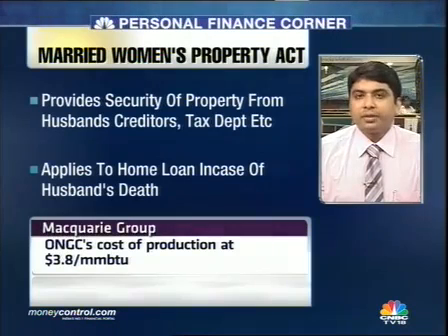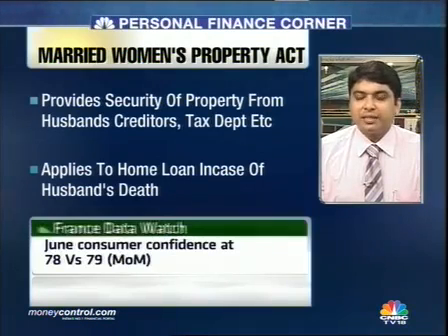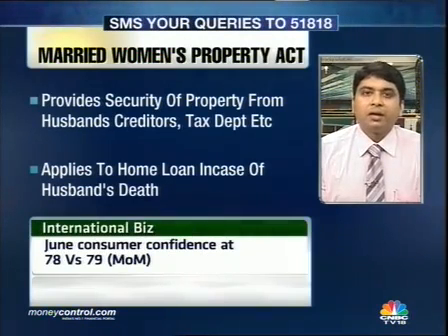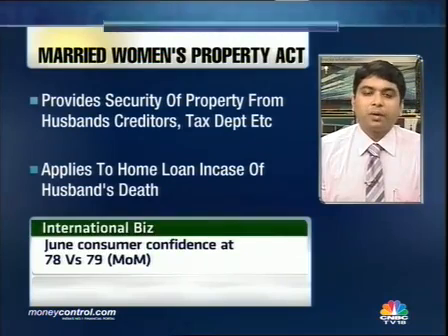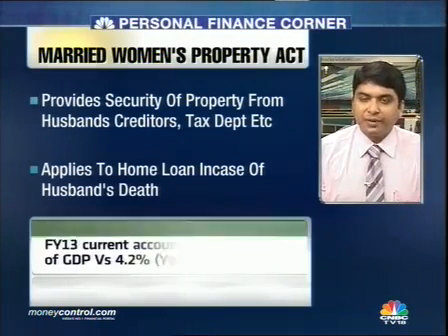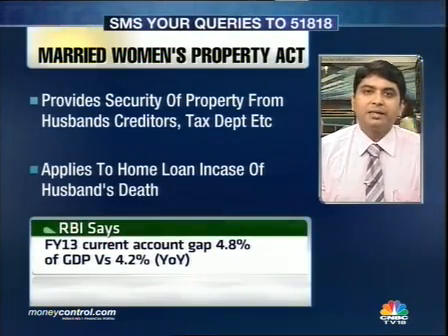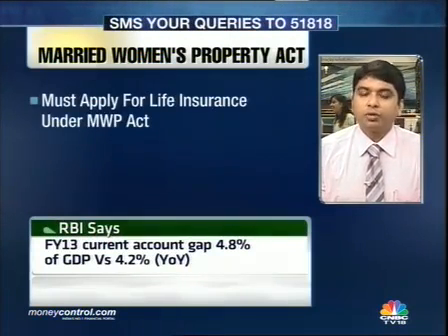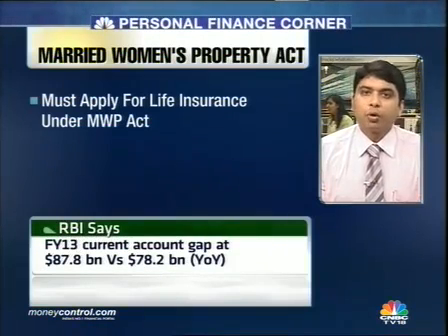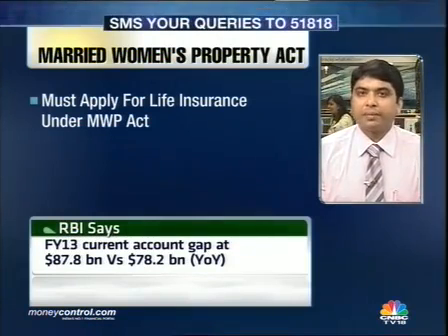Now, in order to protect the family, the wife and the children, the life insurance policies that one takes, he should make sure that these policies at the time of taking the policies should be taken under the MWP Act, the Married Women's Property Act. Because life insurance policies are also entitled to be attached, which means the claims that get paid out on the death of the husband go to the bank and not to the surviving members.